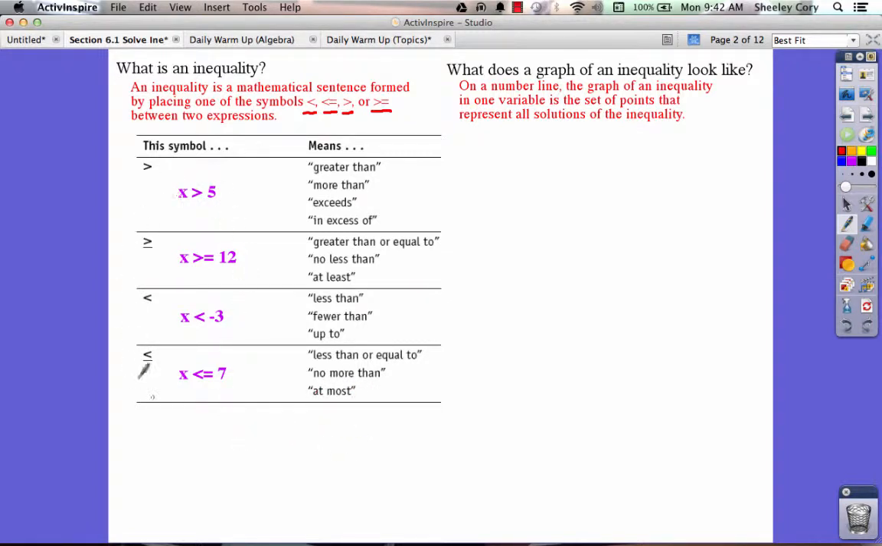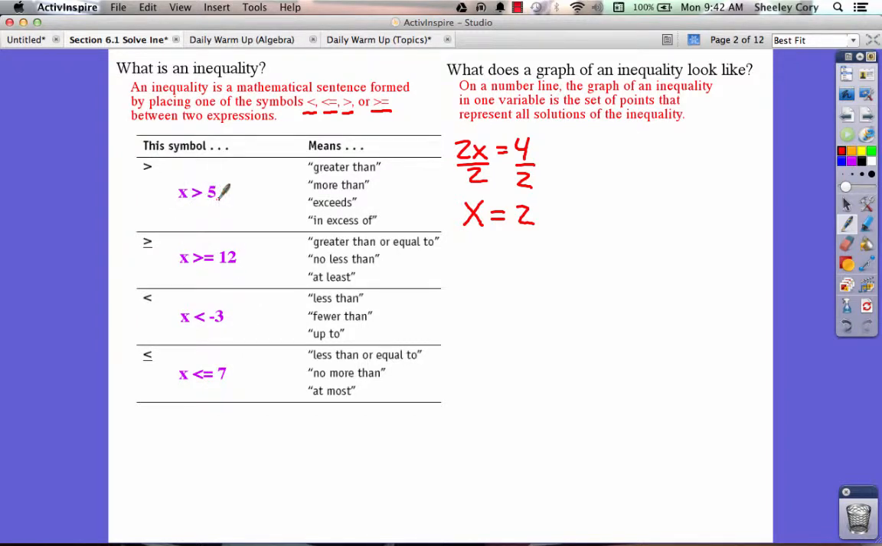So all these inequalities represent a set of solutions. Typically when we solve equations such as 2x = 4, we would divide by 2 on both sides and we end up with one answer, which is x = 2. Now instead of having just one solution, x = 2, we have multiple solutions for these inequalities.